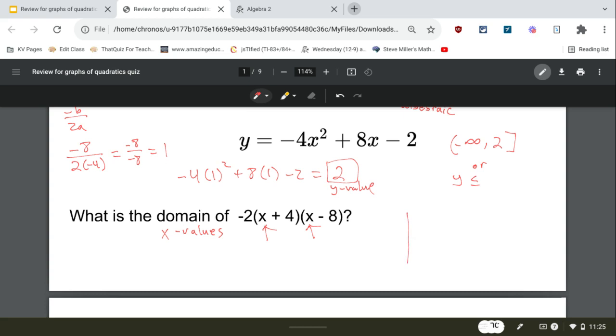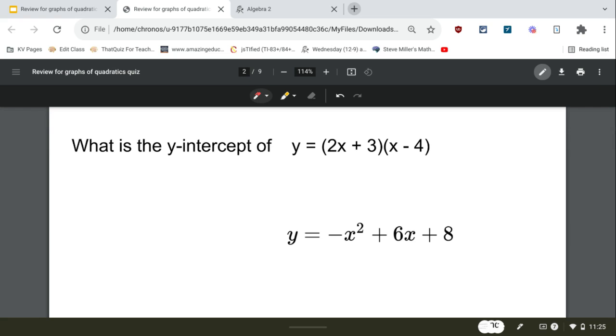Or graphically, if you wanted to graph this thing, it's going to cross at -4, it's going to cross at 8, and it's opening down. So I know it's going to look something like this when we go to graph it. And for the domain, it's how far left and right it goes. Okay, so the domain of this function is all real numbers, or you could say it's -infinity to +infinity. Okay.